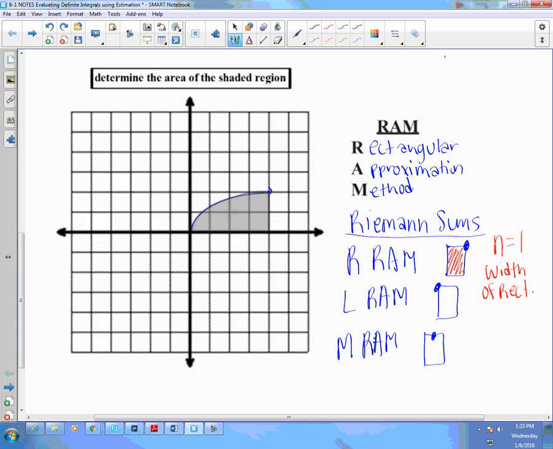So, if the base of my rectangle is 1 unit, I have to come up and get the right rectangular approximation of the first. So the top right corner of the rectangle has to be on the curve. My second rectangle, again, has width 1, and it stops when the top right corner hits the curve. And 2 more.